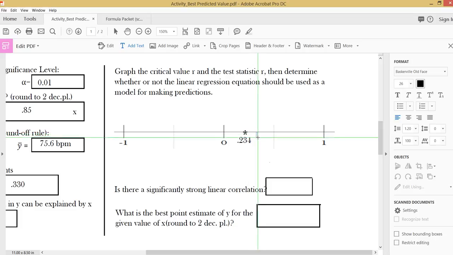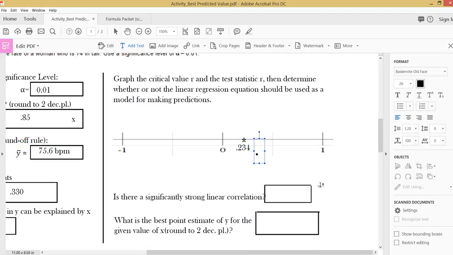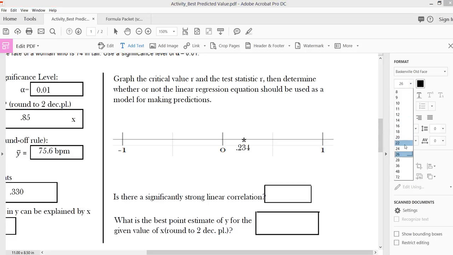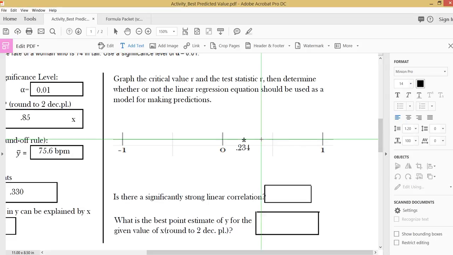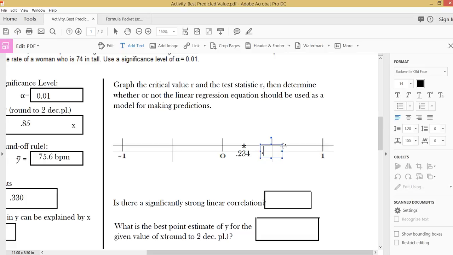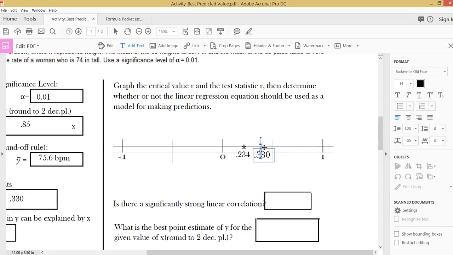So I'll put that right here because they're kind of close. 0.330. It doesn't have to be exact. I need to go back down to a reasonable size here. 0.330. That's good enough for me, right? So you could say it is somewhere right in here. And if you're doing it with a pen, it's a little easier. You can just make a little tick mark there so that you can show where it is. But that's your critical value.